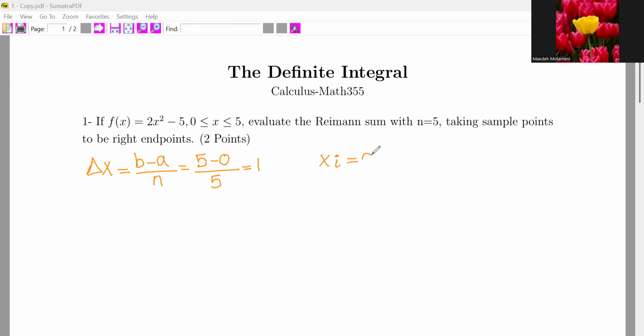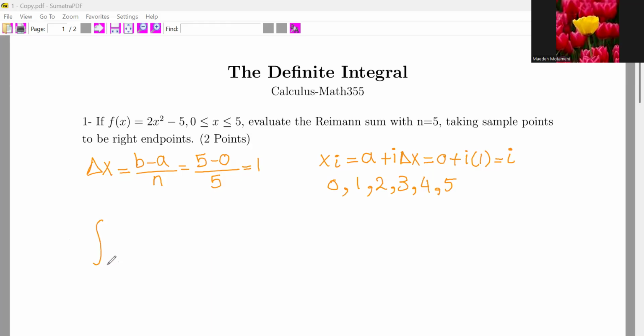x sub i will be a plus the multiples of delta x. Again, according to the information that we have, a is 0 plus i times 1. So each x is related to the i. Starting at 0, the next one is the previous one plus delta x, which is 1. So the next one will be 1. And again, adding delta x to the previous one makes 2, 3, 4, all the way to 5.